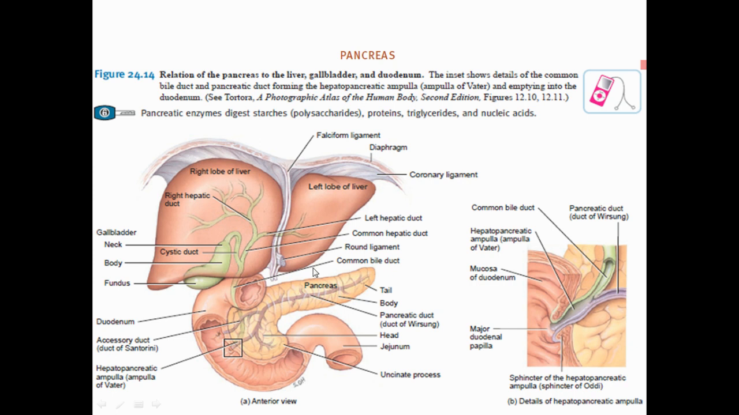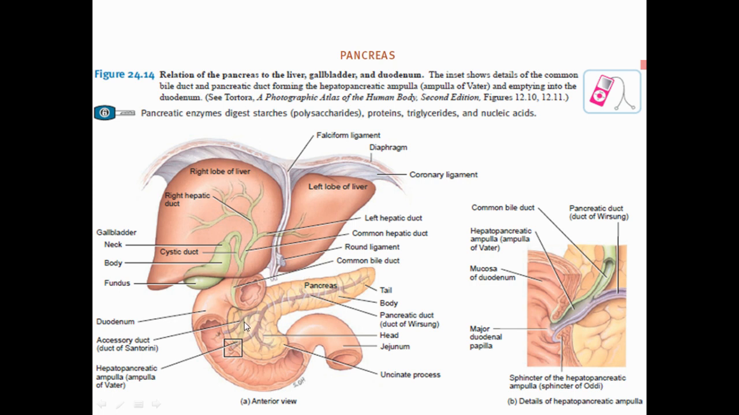So this is the structure of the pancreas. We will just repeat the ducts again. The duct coming from the left lobe of the liver is called the left hepatic duct, and the one coming from the right lobe of the liver is called the right hepatic duct. They join together to form the common hepatic duct. This common hepatic duct joins with the cystic duct from the gallbladder to form the common bile duct.